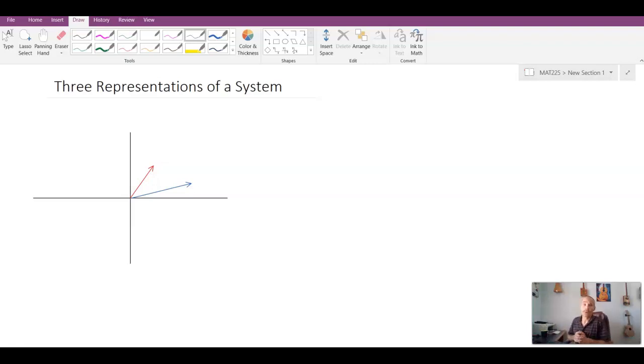Welcome. In this video, we're going to take a look at an introduction to this idea that there are three representations of a system. So we had these two vectors. Here we had 3, 1, which corresponded to the movement of a hoverboard. And then we had a magic carpet, which could travel along the vector 1, 2. So this is our magic carpet.